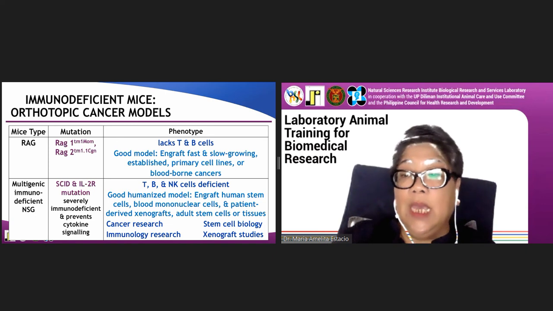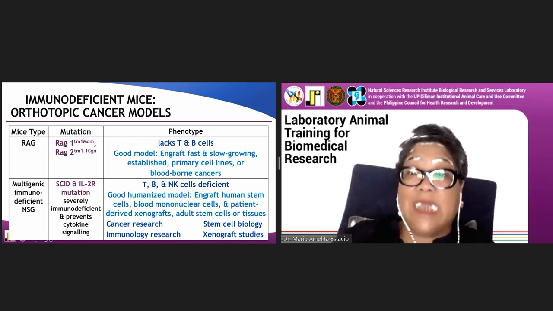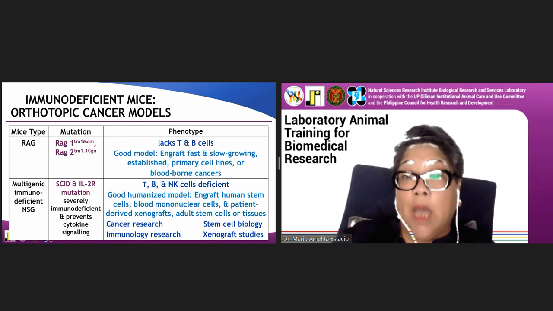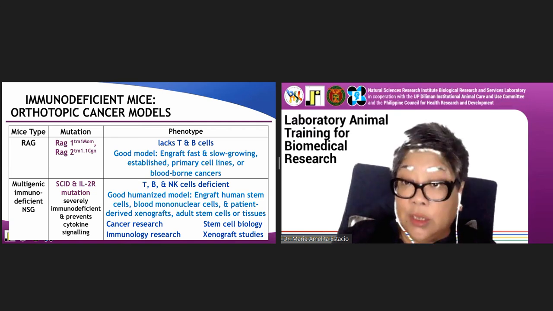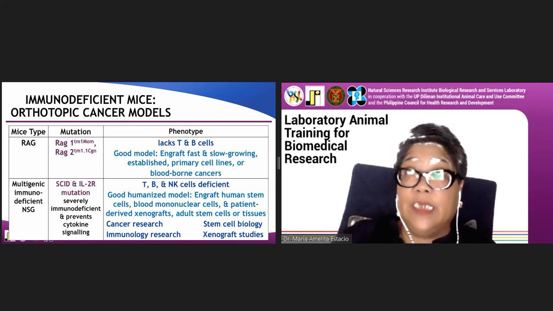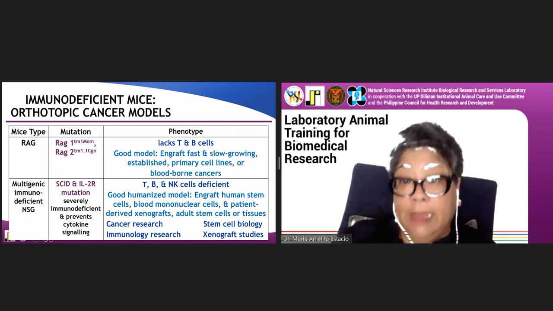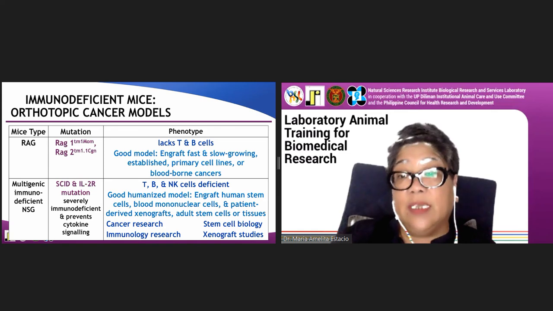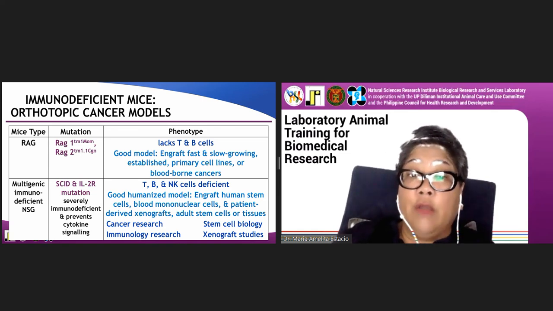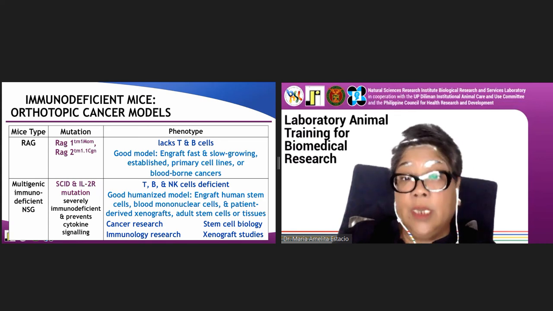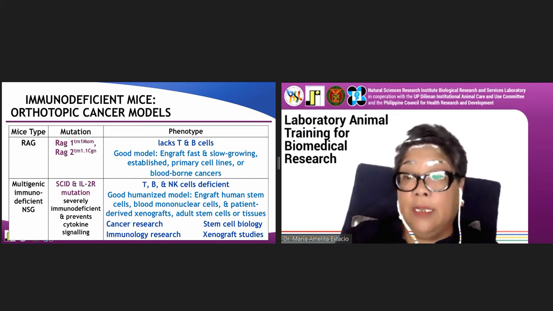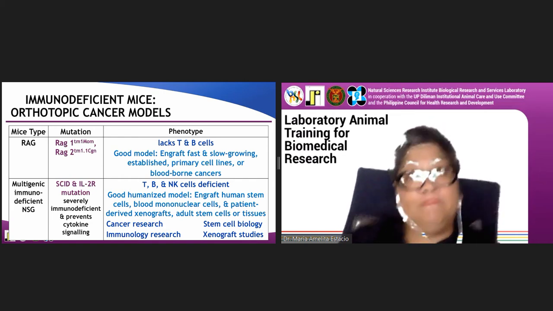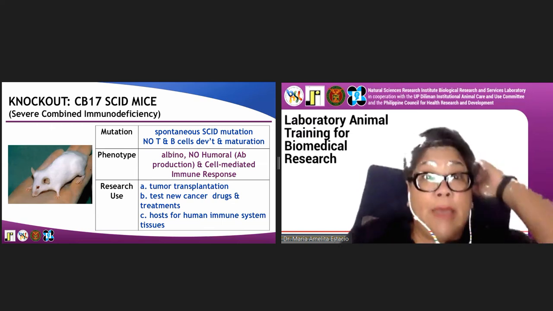This is also being used for human stem cells and grafting, for blood mononuclear cells implantation, xenograft studies, whether these are skin, tissues, or organ grafting, as well as adult stem cells or tissue transplantation studies. So it's not only confined to cancer research, but it's very good for immunology, stem cell research, and xenograft studies. So this is one example of that.